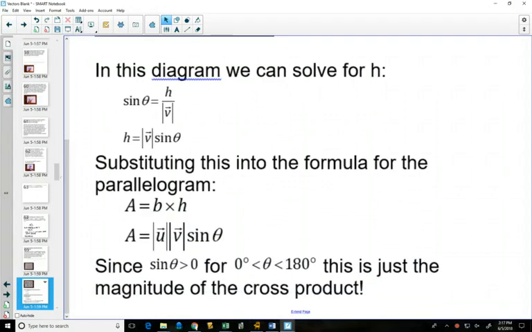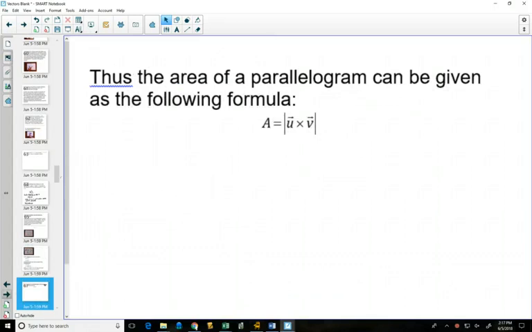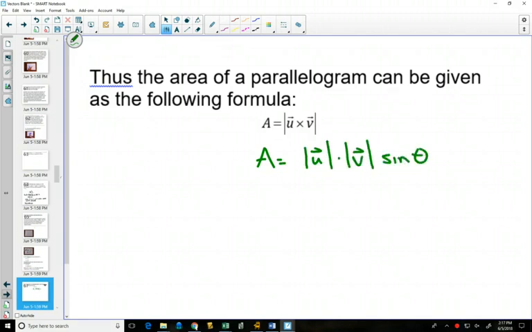So this is just the magnitude of the cross product, and so our new area of a parallelogram formula is just the length of u cross v. The cross product formula would include the n, right? But once we do the magnitude here, it would just become the length of u times the length of v times sine of theta.